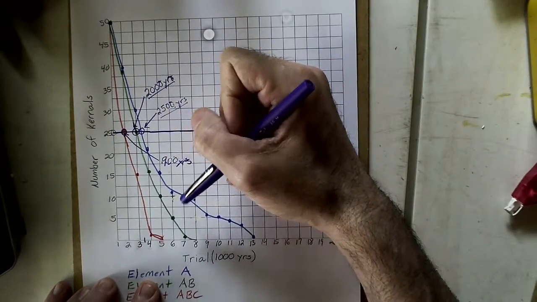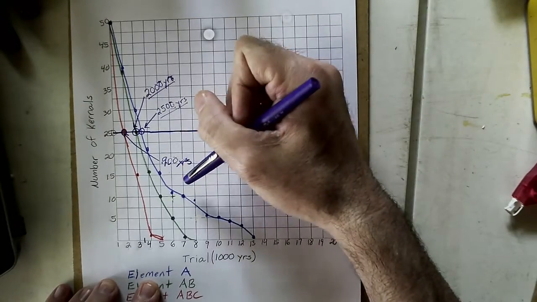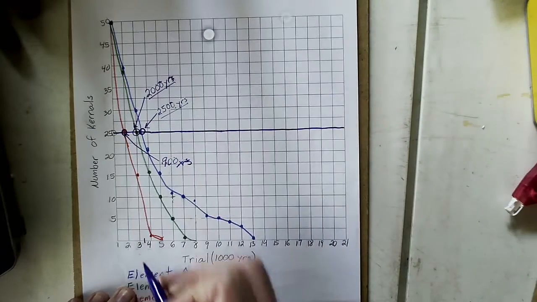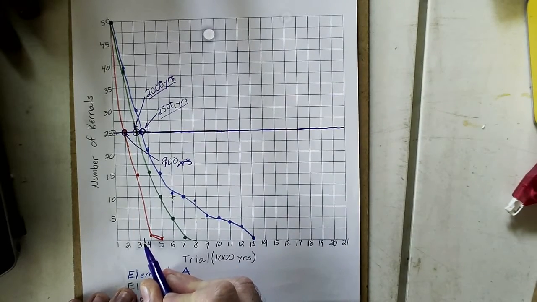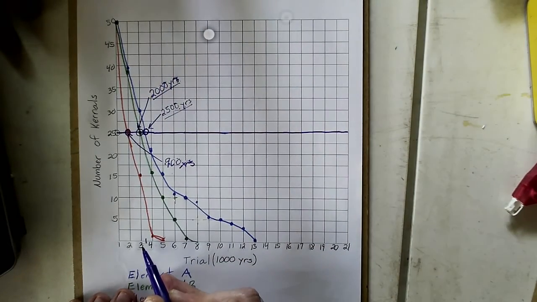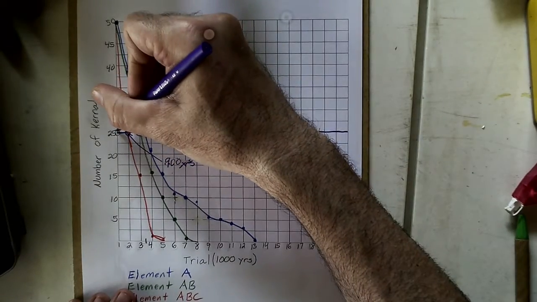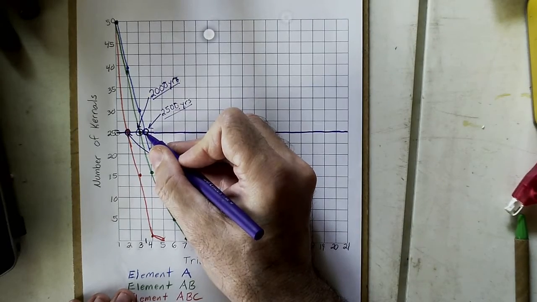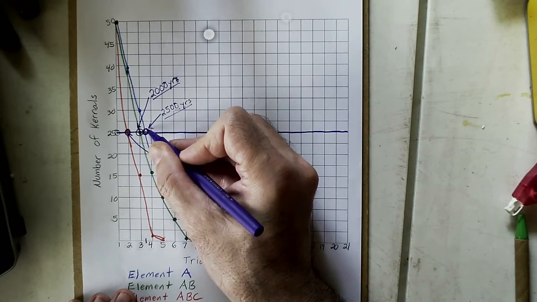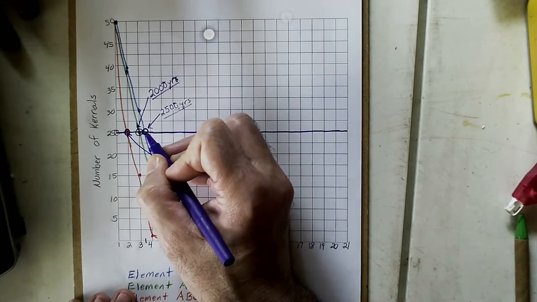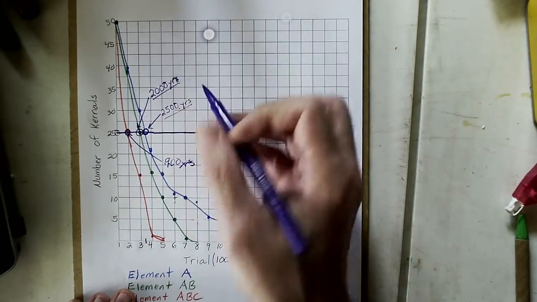So for element A, when did I touch that 25th kernel? Okay, it's right here. I touched that 25th kernel about halfway through turn 3. Okay, so if every turn represents 1,000 years, that is 1,000, 2,000, 2,500 years would be the half-life of that element, because that's how many turns it took to touch that 25th kernel, to get halfway.